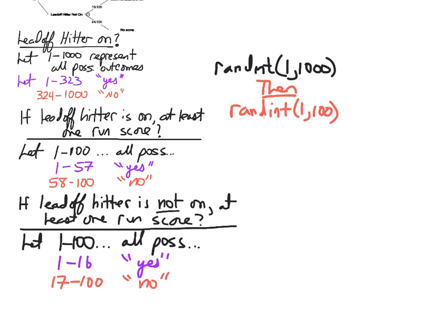637, leadoff hitter not on, didn't score. I was actually about to say I'm going to keep doing it until I get the leadoff hitter on. I got the leadoff hitter on. 44 falls into the first category here. So leadoff hitter is on. Now I have a 57% chance. Better than a flip of a coin. So let's see. 11. So I'm in this category here, 1 to 57. 11 does fall in that category. So I scored at least 1 run.